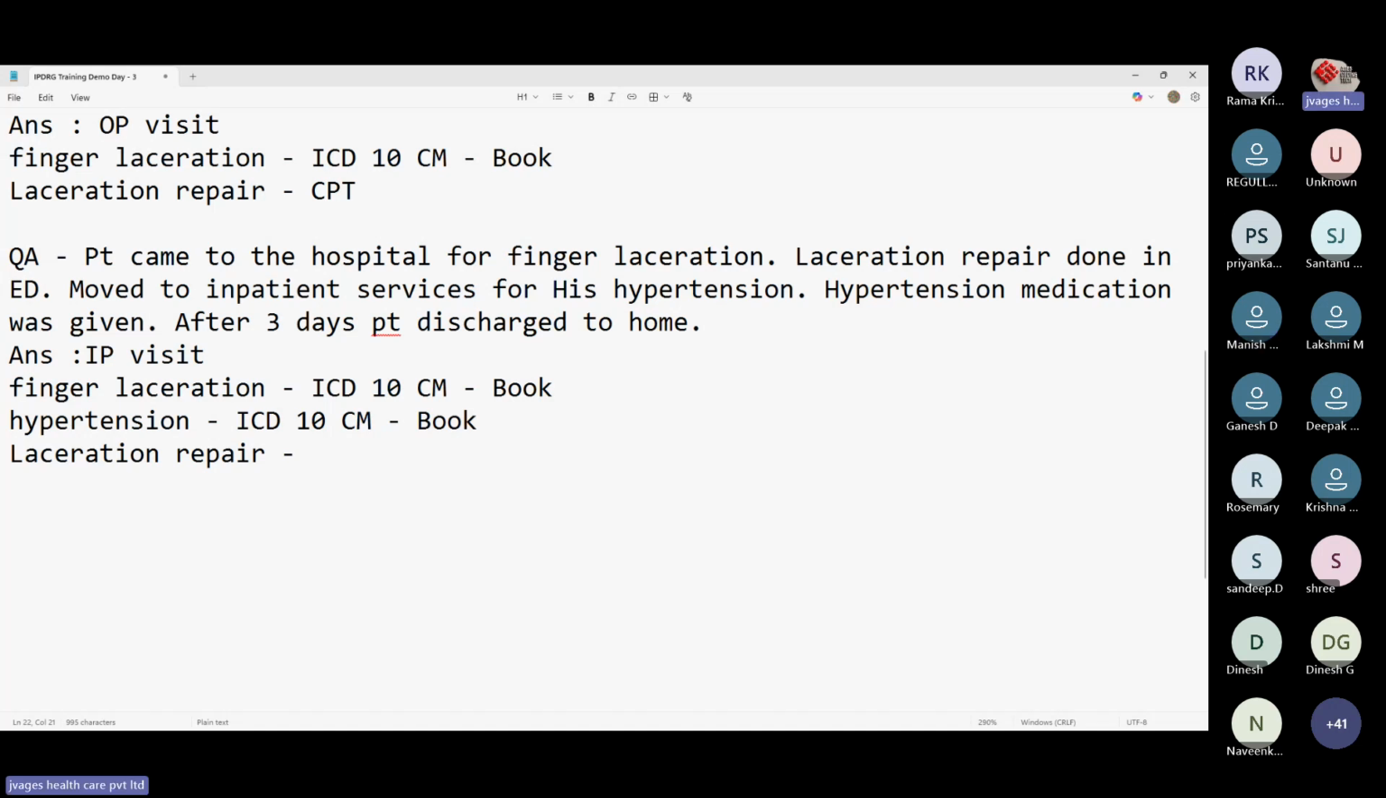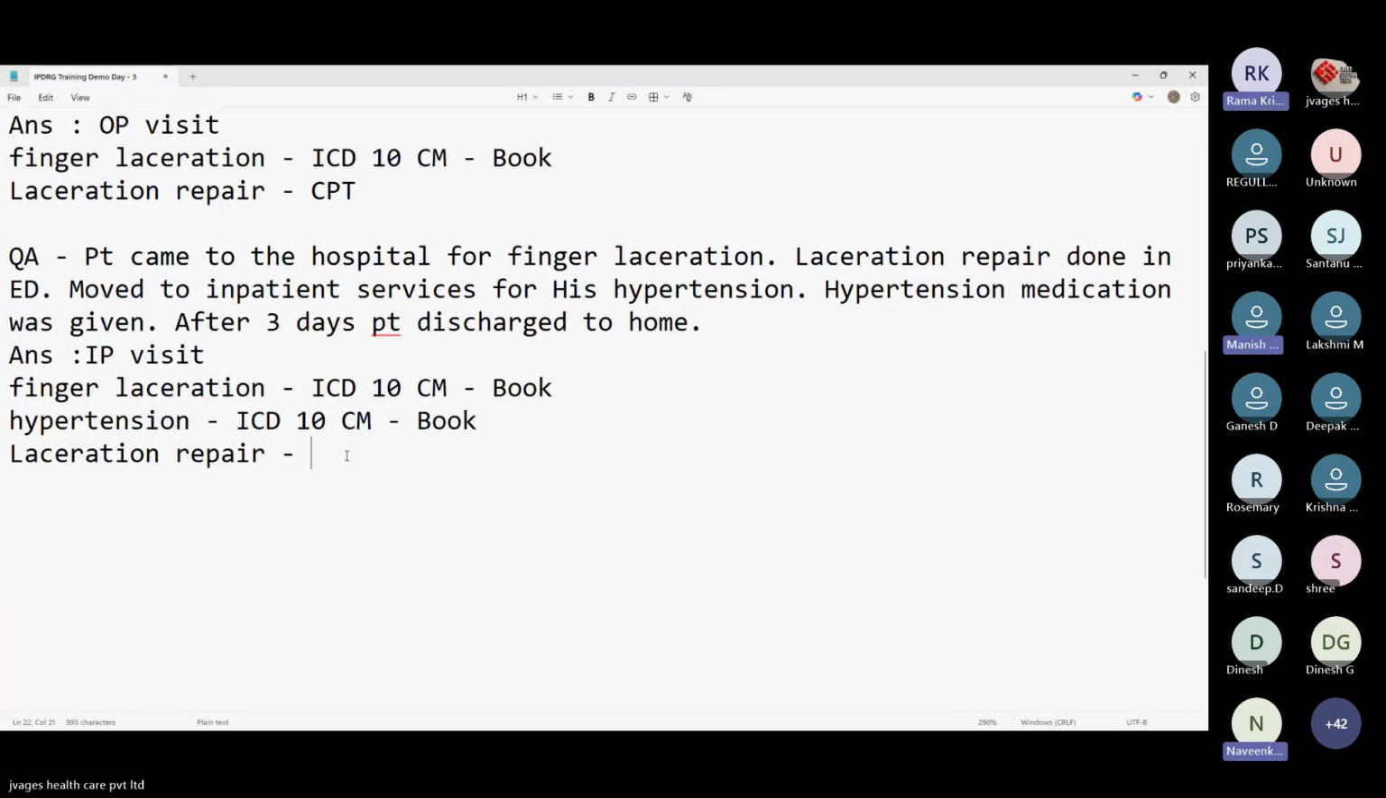No. Is it possible? No. Because the ED visit date and the inpatient date are the same. On the same date, can I generate 2 bills for the same patient? No. So what will they do actually? All the treatment will be considered as inpatient. So now it is not ED. That ED treatment is also considered inpatient services. So what code set do I need to use?